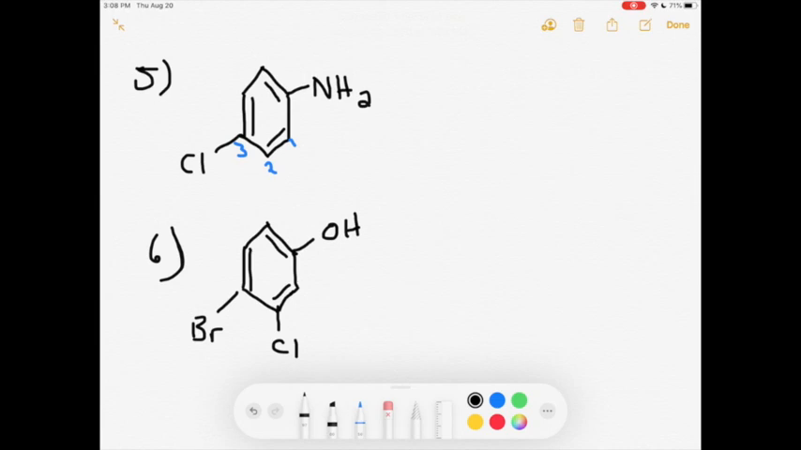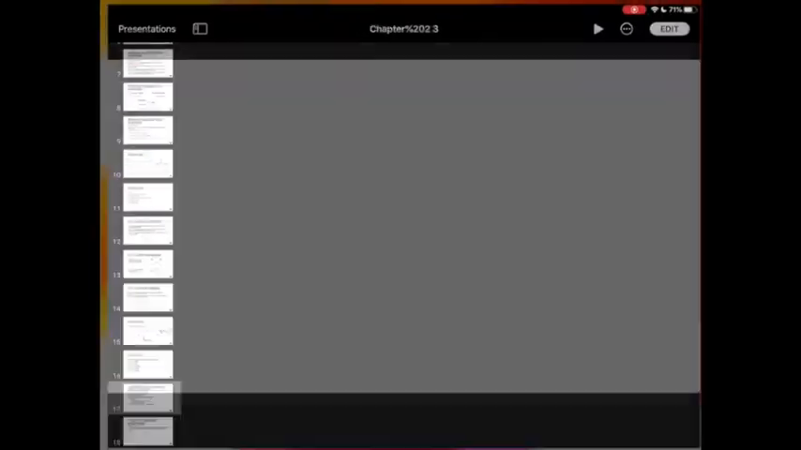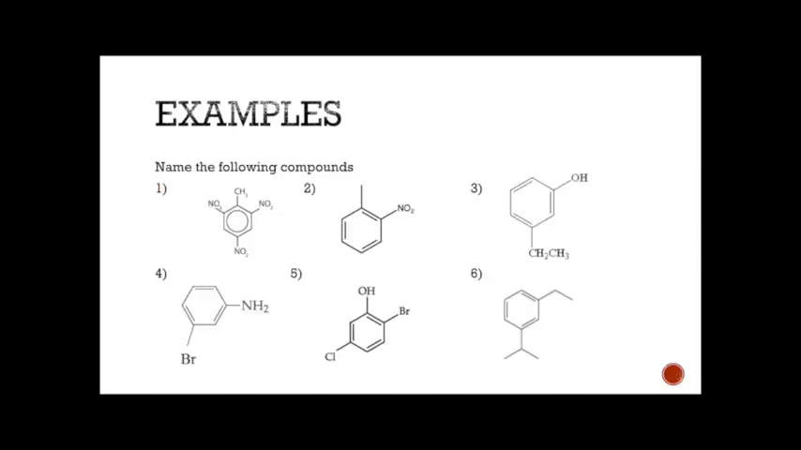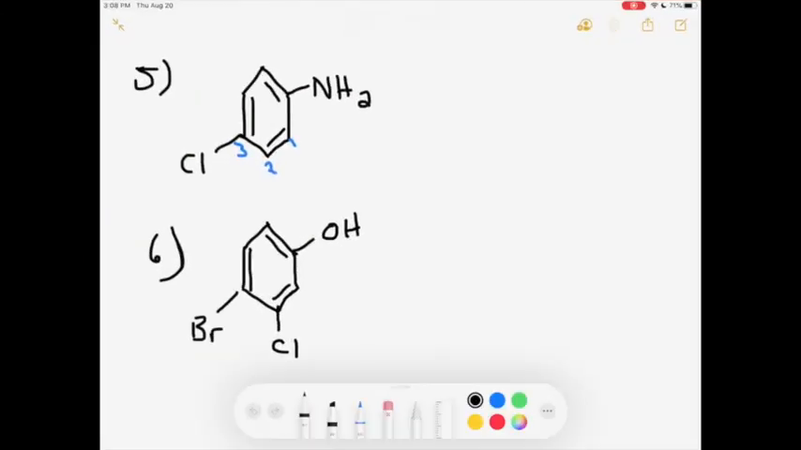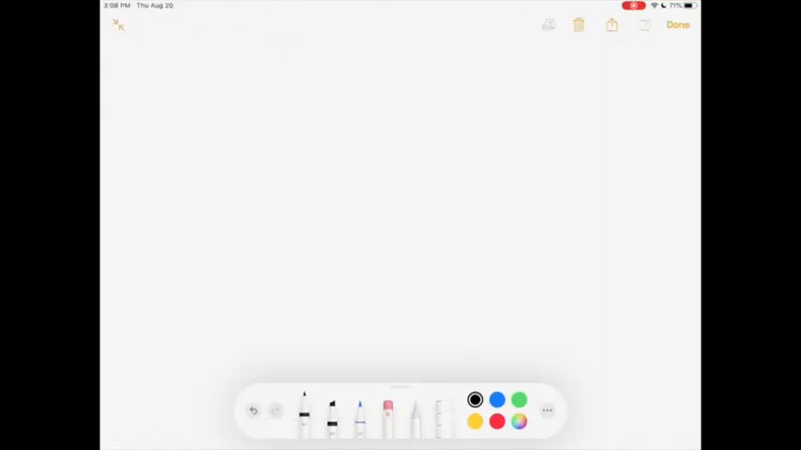Okay, so now we went from the name to the structure. Now we're going to go from the structure to the name. So I'm going to come back over here. Okay, so the first one, you should have that on your notes. So I'm going to just stay on this page right here.